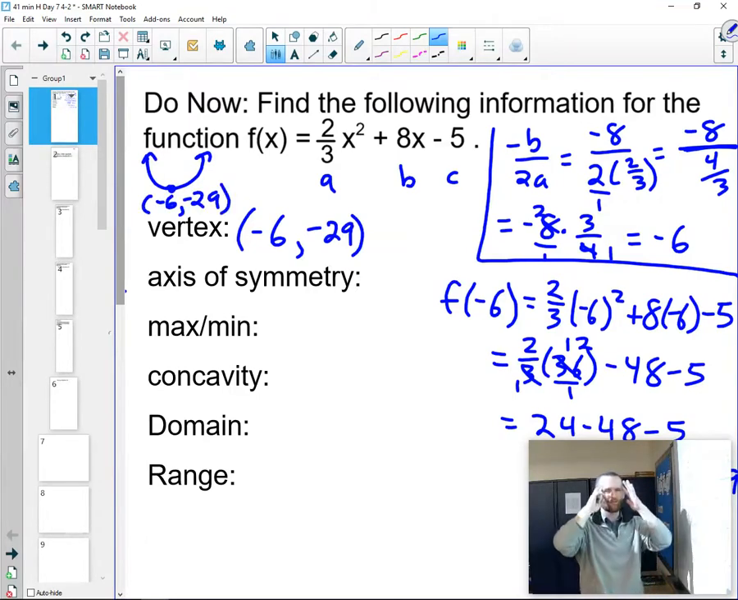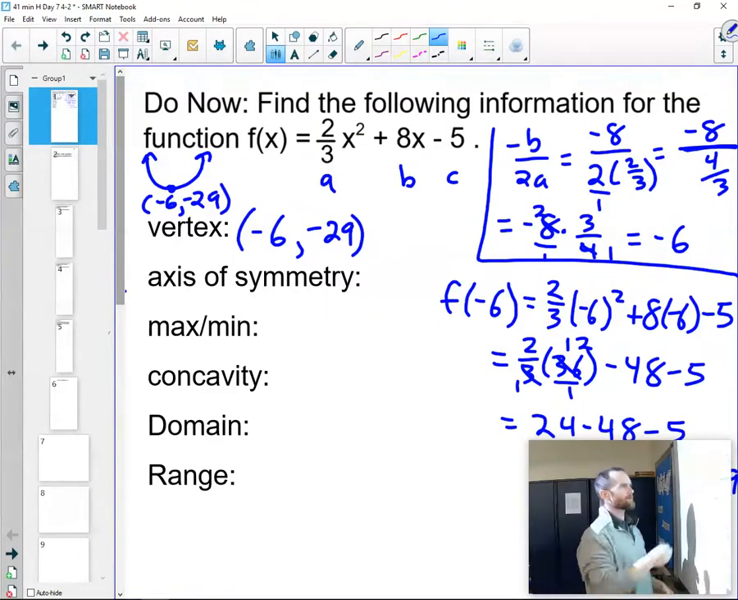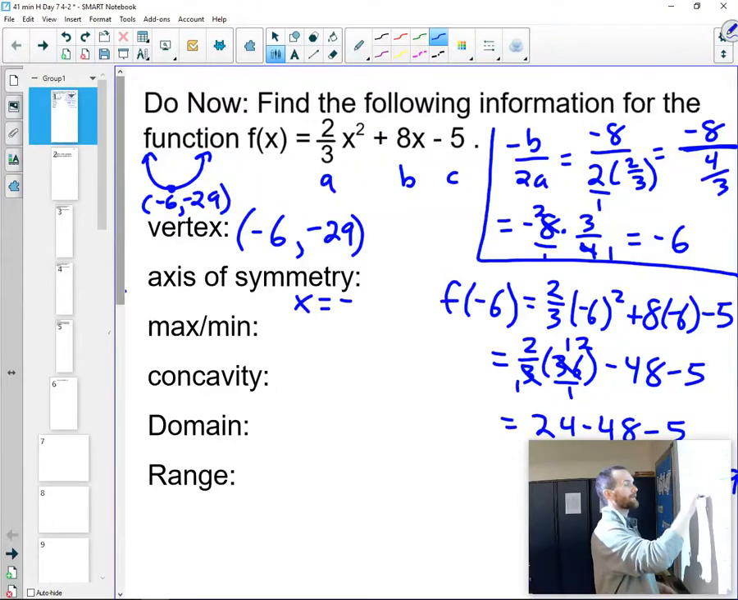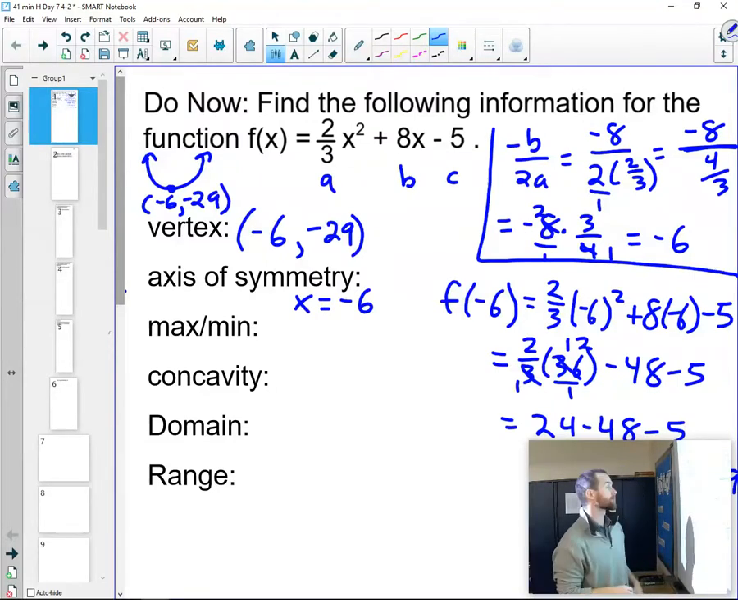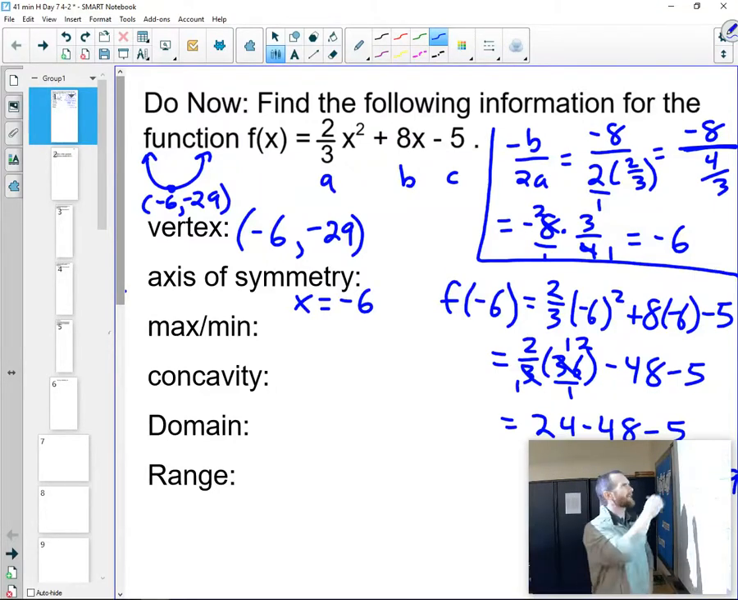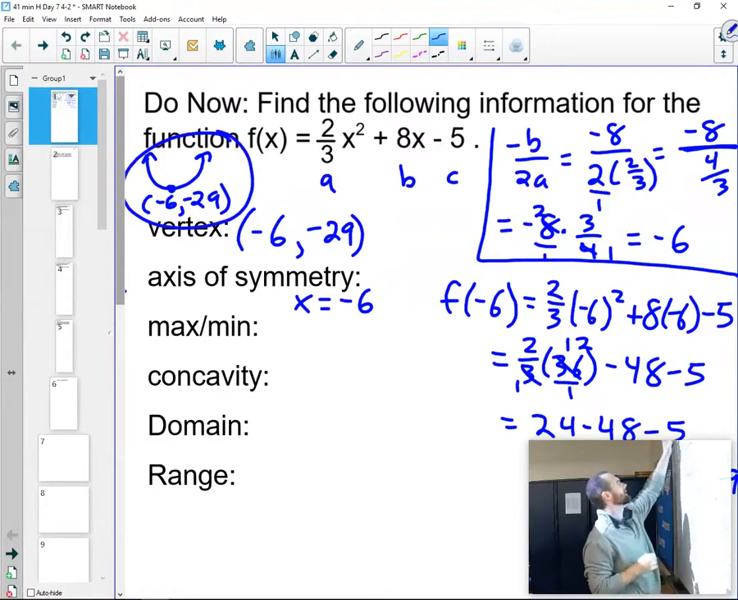Even if you don't write that down, visualizing that will help make the rest of the problem a little bit easier. Axis of symmetry, that's always x equals the x value of our vertex, so it's x equals negative 6. The maximum minimum value, let's take a look at our little mental picture right there.